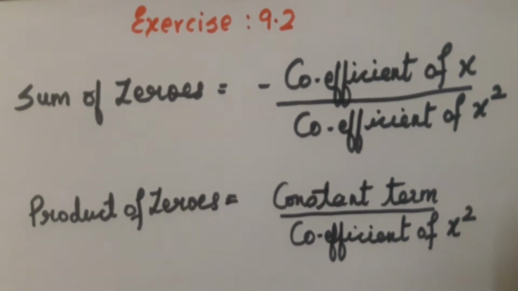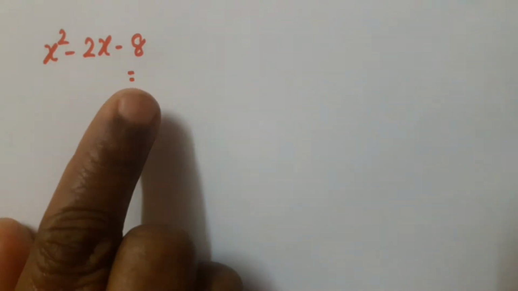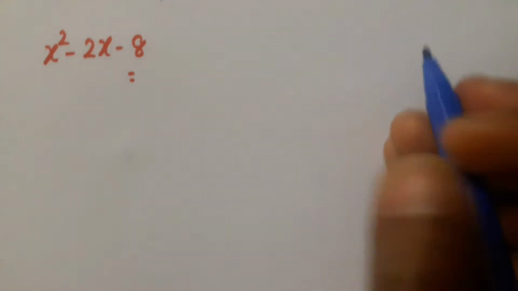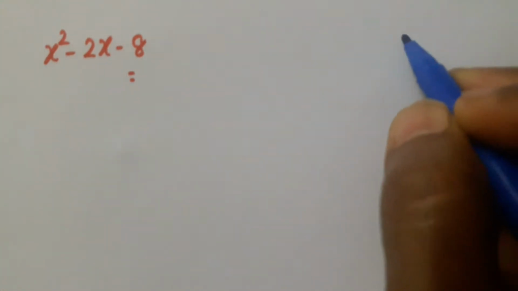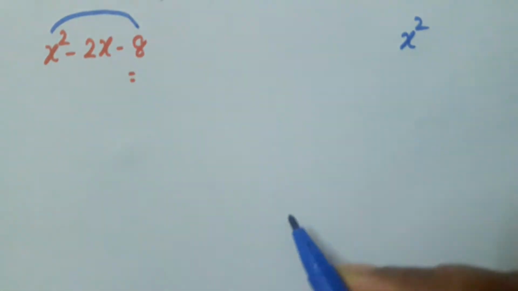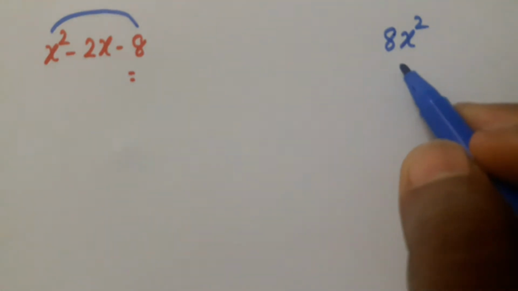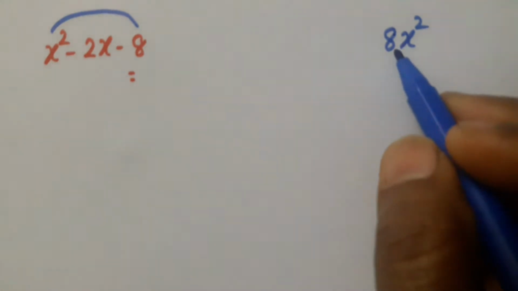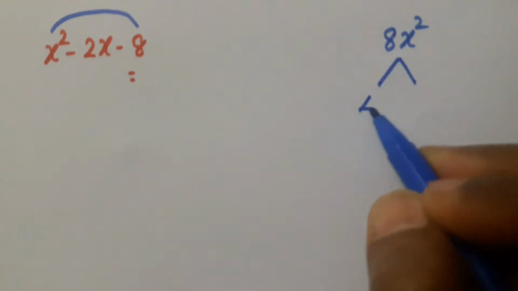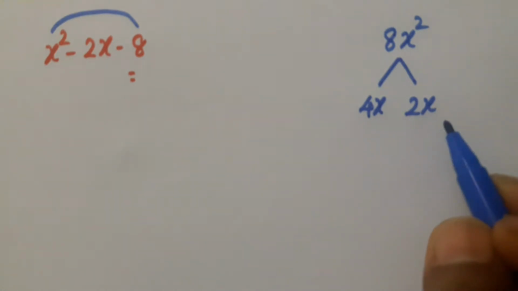Let us start our first problem. Our first sum is x square minus 2x minus 8. Let us start solving this by doing factorization. Okay. So we have x square and 8 multiplying. So we have 8x square. Choose two numbers wherein if you multiply you should get 8x square. So we have 4 and 2. When we multiply we get 8x square. That is 4x and 2x.